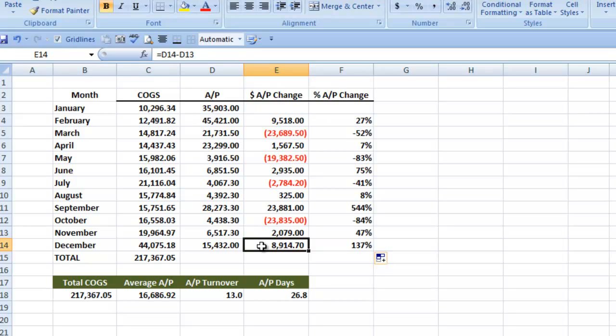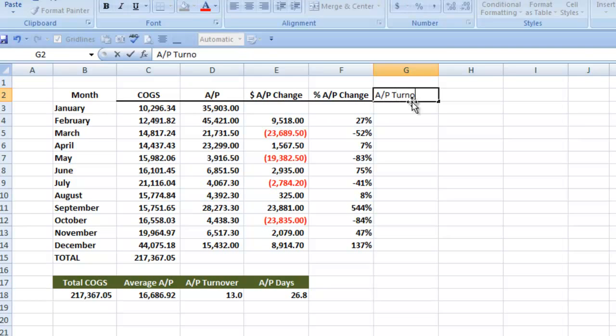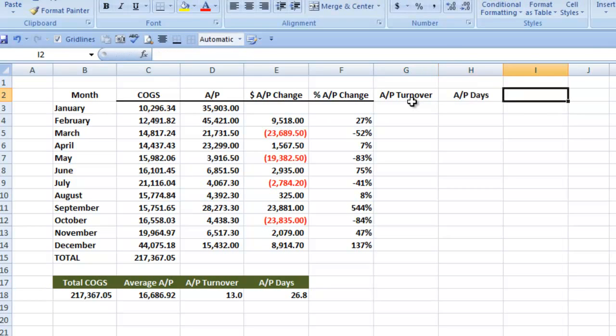In order to get a more well-rounded look at the payable trends beyond just the changes in monthly balances, I'll calculate the payable ratios by month. So I'll create 2 new columns. One is going to be the AP turnover, and the other is the AP days. And I'll match the formatting.